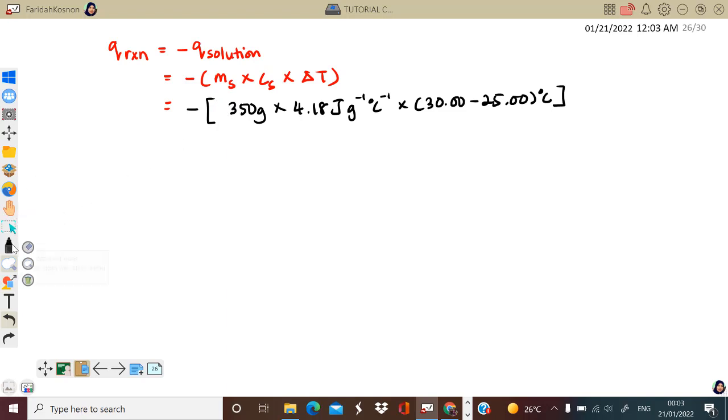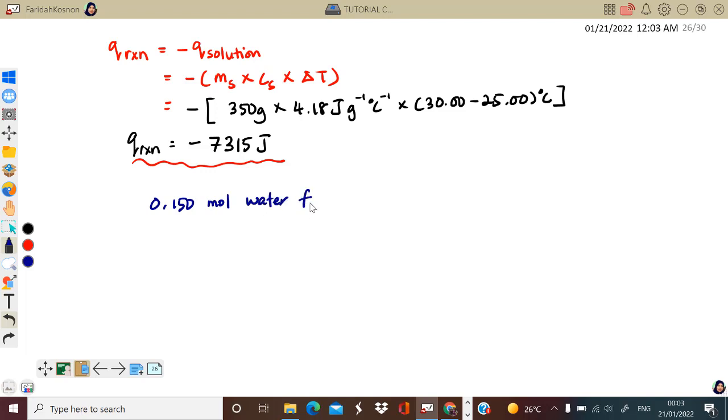Okay, so you selesaikan, you akan dapat Q reaction terlebih dahulu. Okay, the Q reaction here is heat release when 0.15 mole of water is formed. So you will get around negative 7,315 joule. Okay, jadi ini adalah Q reaction. This is the heat release when 0.150 mole water is formed. So write the stoichiometrical relationship. 0.150 mole water formed, okay, water forms, released. Okay, tak kisahlah macam mana pun, tapi ayat mesti sama.